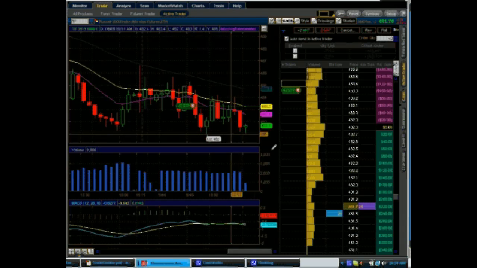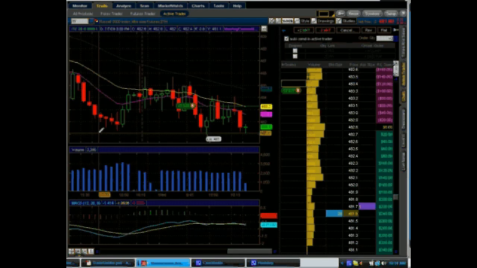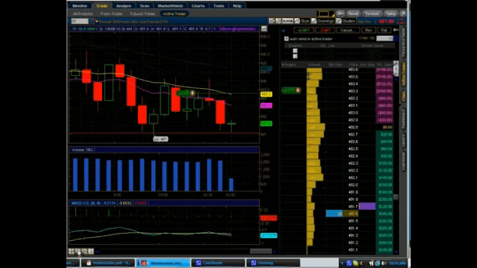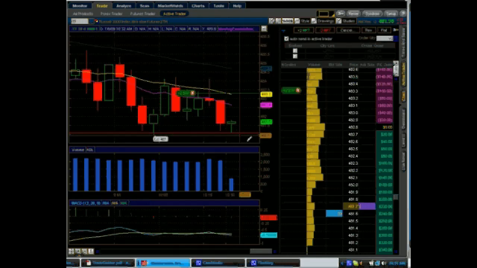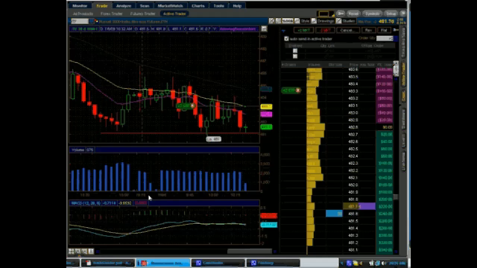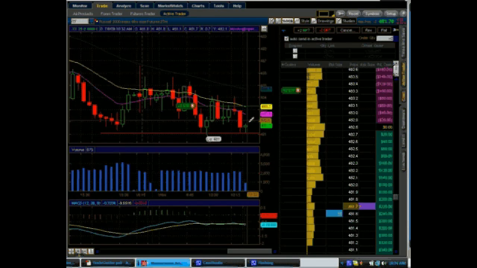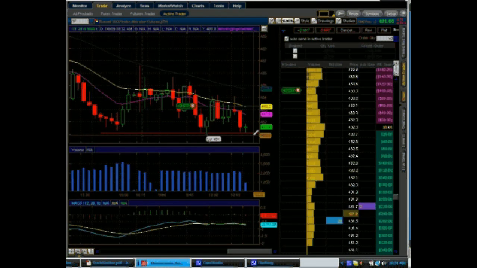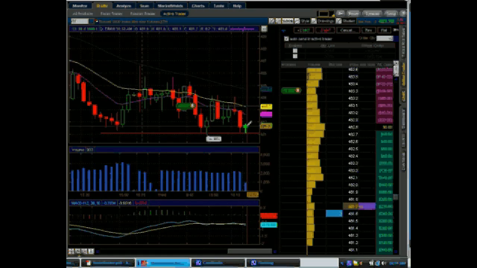Now as you can see here, it's kind of stutter stepping right now because there's a support line sitting here. Okay, I just drew that up for you. As you can see, it bounced right off that little level right there, right here at 481.10. But like I said, since my overall bias is down, I feel like it's gonna continue down. I think it's gonna go down for the rest of the day, but I don't know.